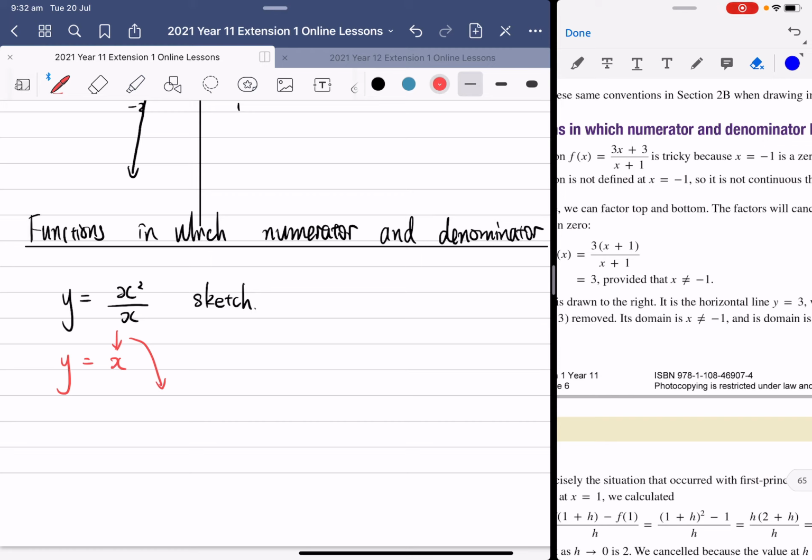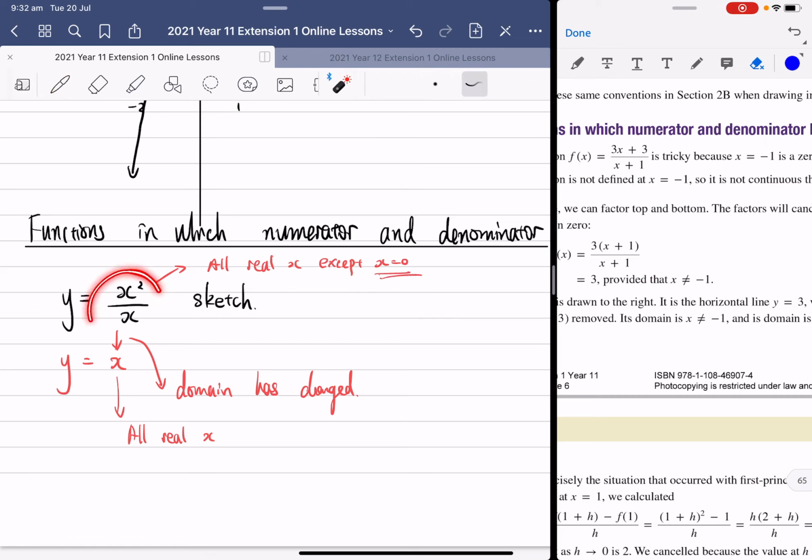For the previous function, the domain of the function is all real values of x except x equals 0. So you can't have x equal to 0. However, the domain of this function here is just all real x. There is no denominator, so you don't have any problem letting x equal 0. But unfortunately, when x is equal to 0, it does not work for the original function. Remember, we are still sketching the original function.